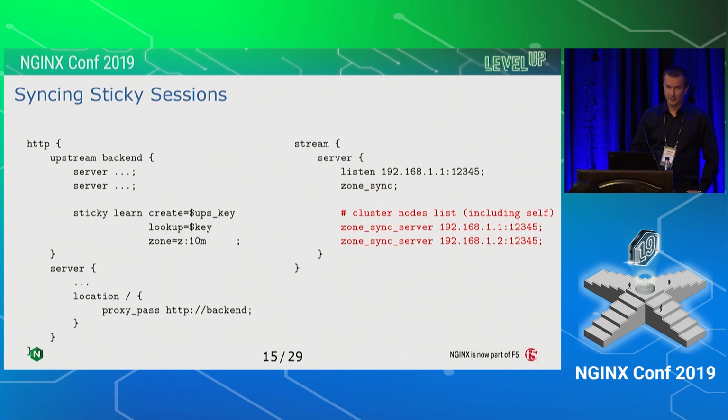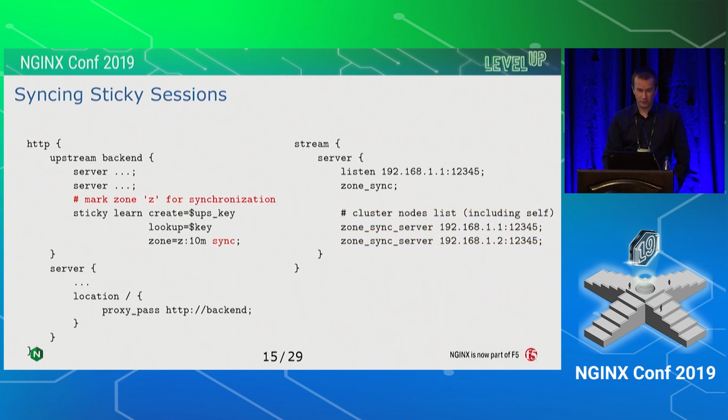What we need to do next is to describe our cluster nodes. Here we do it statically by just providing IP addresses and ports of other nodes, including ourselves. And finally, we need to mark a zone with a sync flag to say that it needs to be synchronized. And that's all. We can run two Nginx nodes, and they will synchronize contents of a shared memory zone.